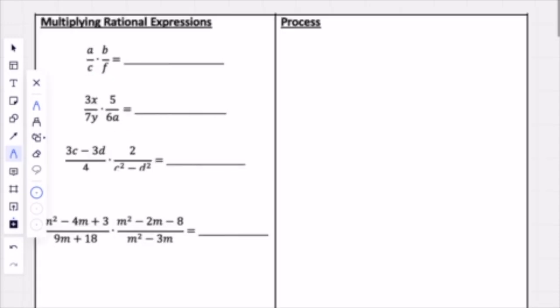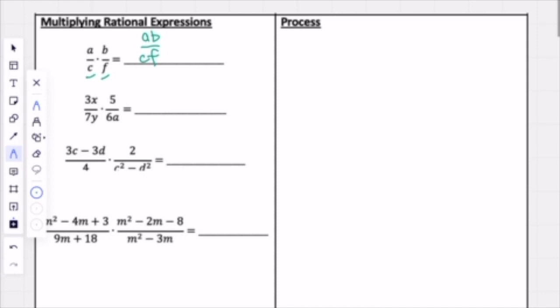So if you look at this set of two fractions that are being multiplied together, we will end up with the expression a times b in the numerator and c times f in the denominator. Now you would always want to check and make sure there are no common factors in the numerator and the denominator that can divide out.